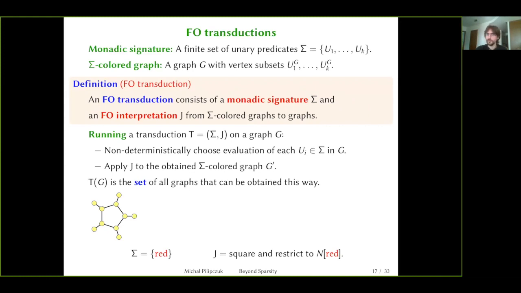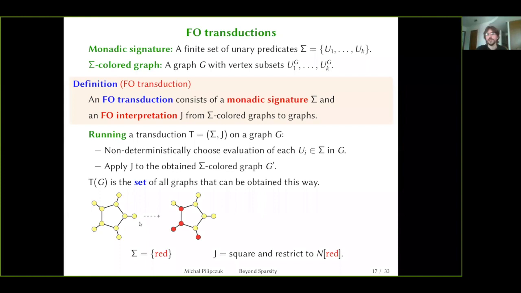To give you an example, if my sigma consists of the set of red vertices, and my interpretation J is to square the graph and restrict the universe, the vertex set, to the neighborhood of red vertices, then a possible run of a transduction on this graph would be as follows.